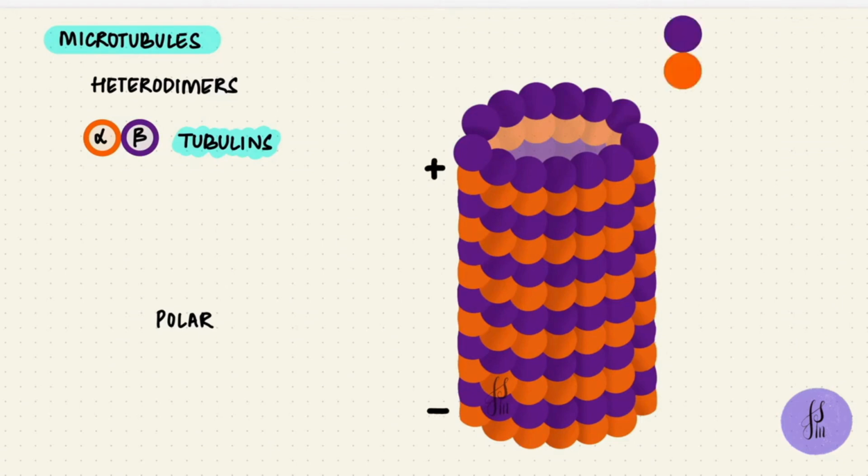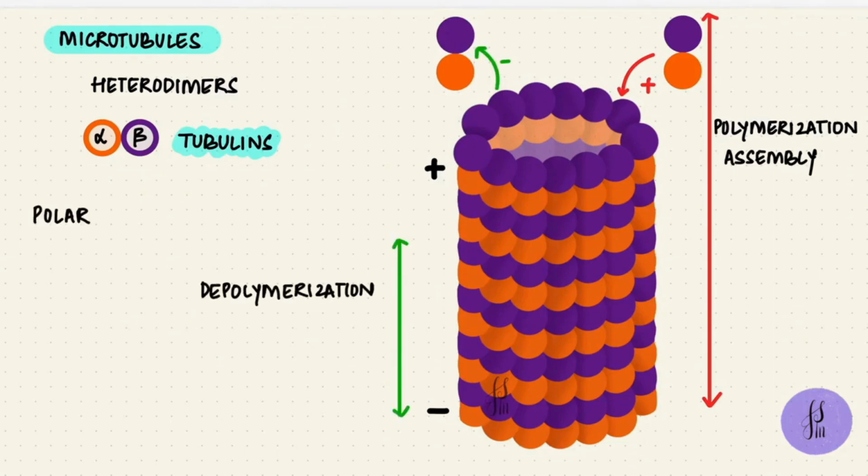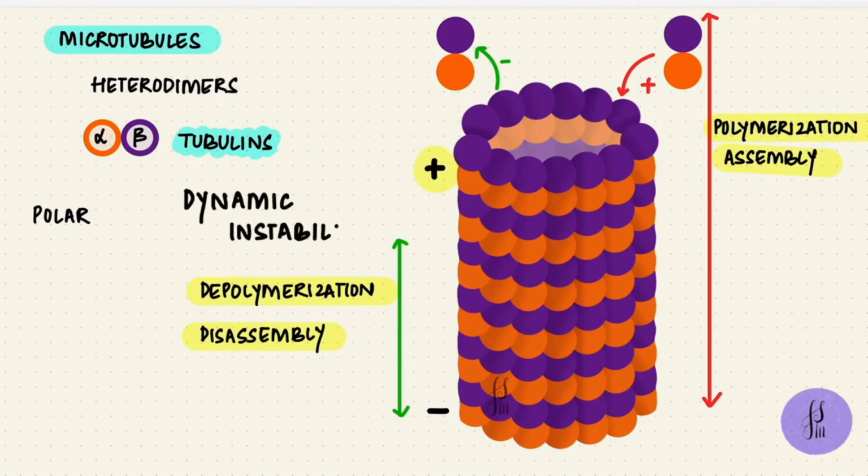By adding these dimers to the microtubule, it can lengthen. That's polymerization, and it's assembling the microtubule. By removing dimers, it can shorten. That's depolymerization, and it's causing disassembly. This happens faster at the plus end than the minus end. This lengthening and shortening from assembly and disassembly that the microtubules can do is dynamic instability.